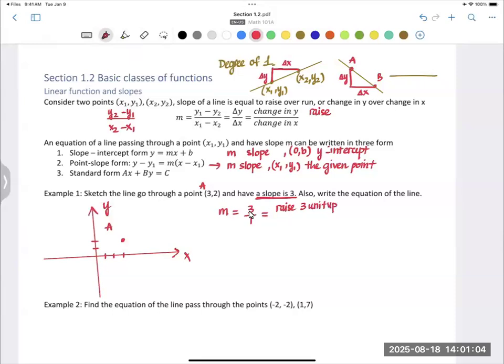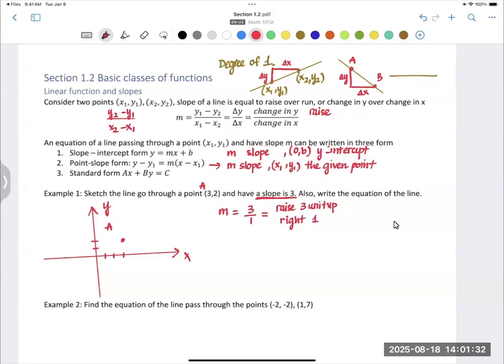Y is up because this is positive. So we need to go in the positive direction by going up 3 units. And then the positive 1 in the denominator tells us to go right 1 unit. If the numerator is positive, you go up. If the numerator is negative, you go down. So we're going to go up 3 and right 1.